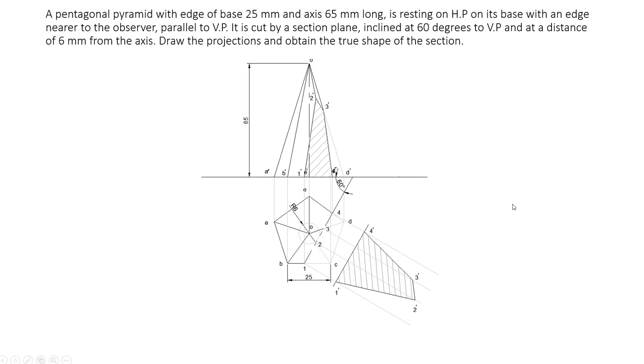So this is how you draw a sectional view of a pentagonal pyramid when the section plane is perpendicular to HP and inclined to VP.